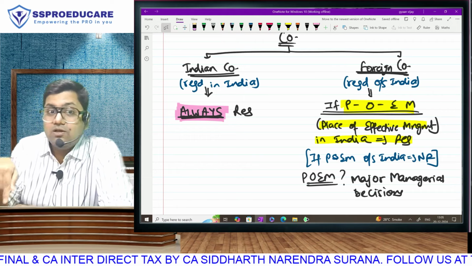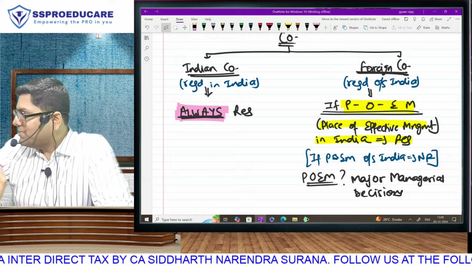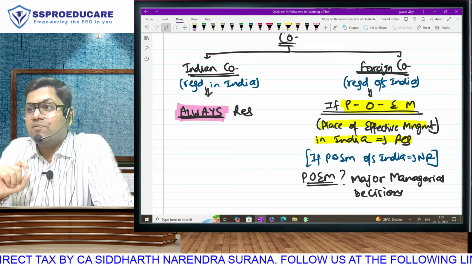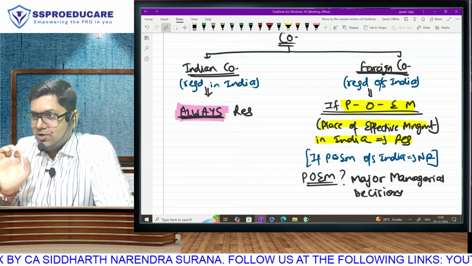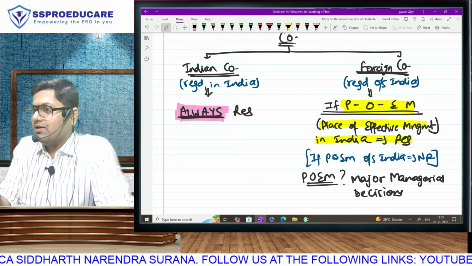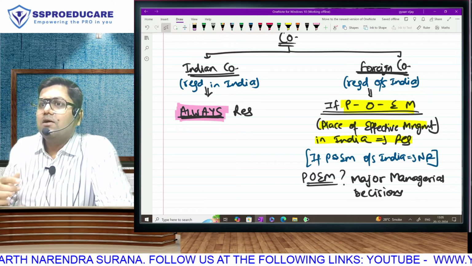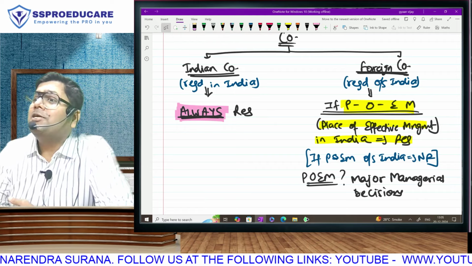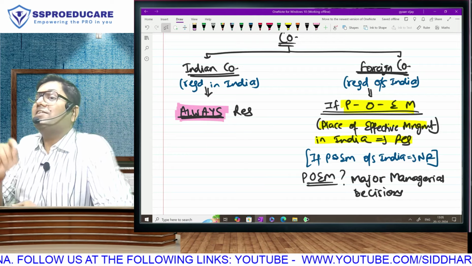See, what is the rule? If your big decisions are taken in India, so you will become resident. If only routine day-to-day decisions are taken in India, so you will become non-resident. This is the rule. But the counter question to this should be, come on, who decides what you mean by big decision and small decision? What do you think is a big decision? What do you mean by day-to-day routine decision? How to classify whether a decision is big or small?